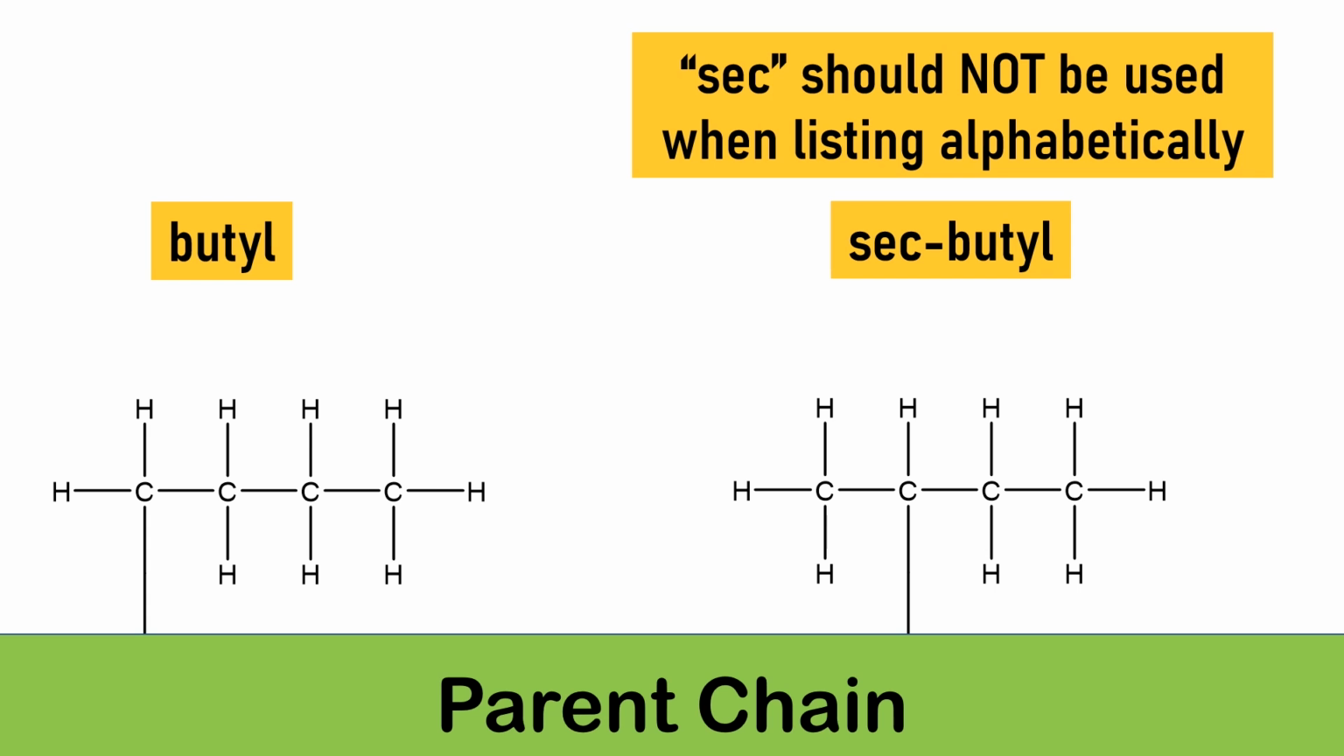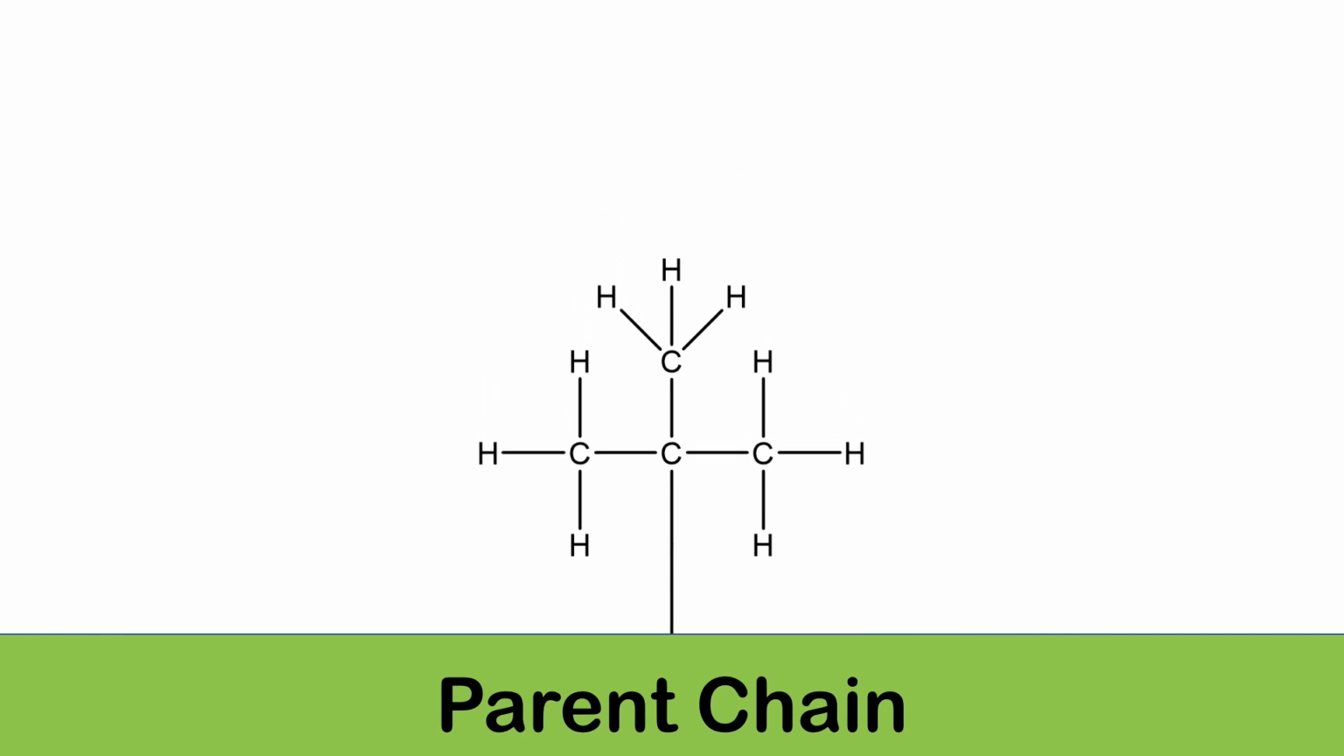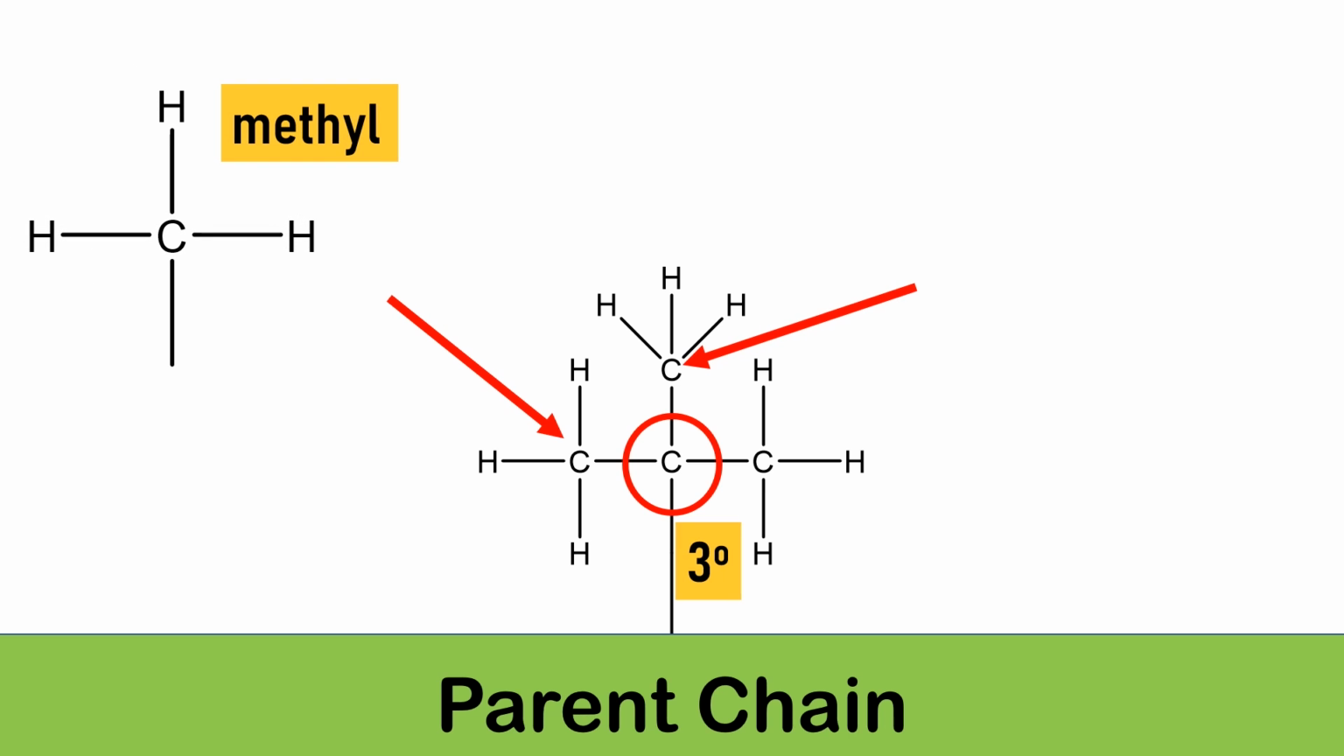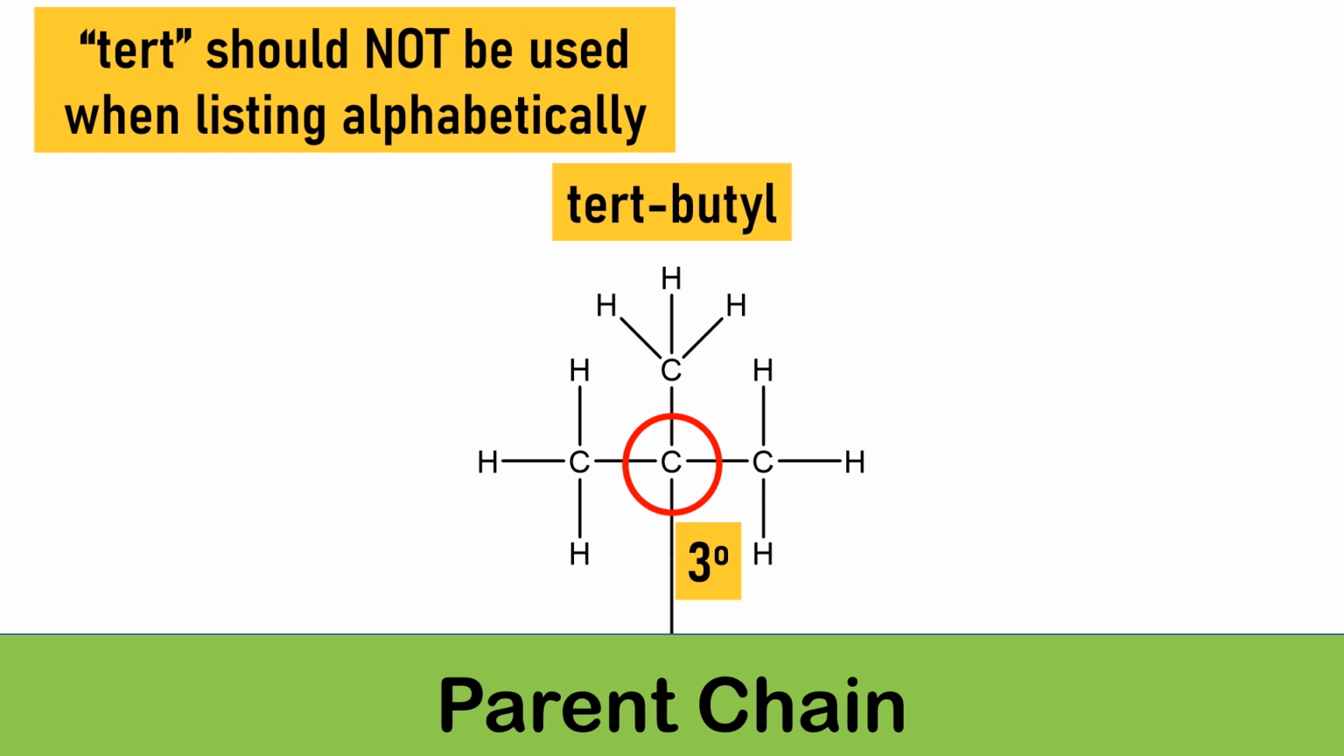We are not done with the 4-carbon alkyl groups. See, 4 carbons can also be arranged like this. In this example, notice a tertiary carbon. Interestingly, you can think of a carbon bonded to 3 methyl groups in this specific alkyl group. Still, this bonding pattern is bonded to a parent chain. This is called a tertiary butyl, or tert-butyl for short. Again, tert is a prefix and should not be used when listing alphabetically.